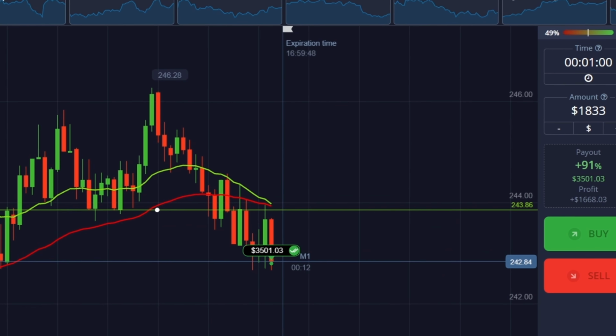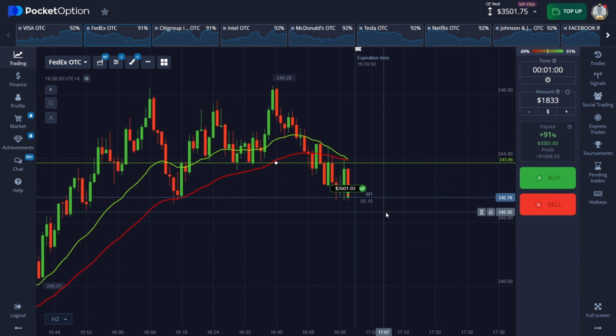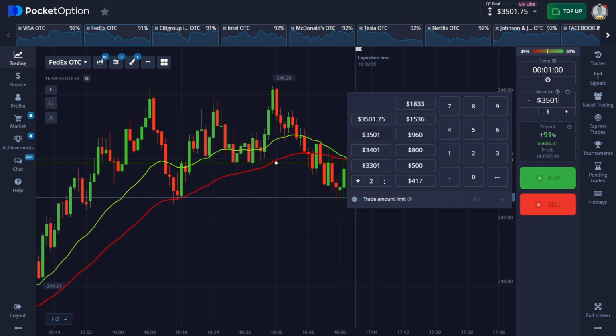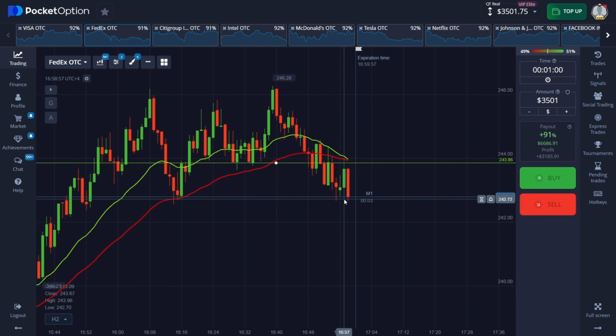We won this trade as well, so now my balance turns into $3,501. I don't want to risk my money, I want to protect the gains I've made in this compounding session. I just want to make one more trade.